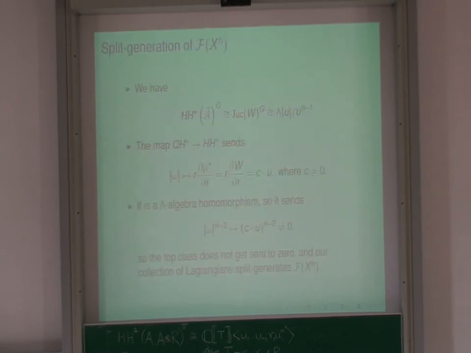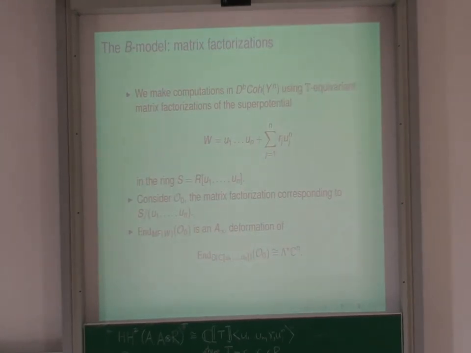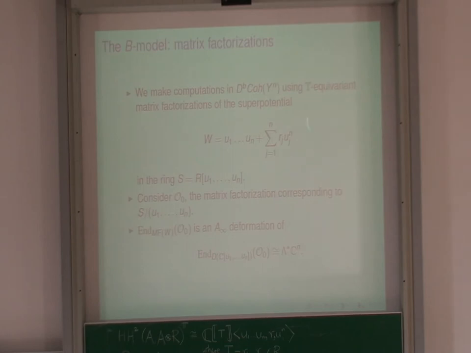Okay, now in the remaining time, I will tell you about how to see this on the B model. So, to see this same algebra emerging on the B model, we make computations in the category of matrix factorizations of this superpotential W in this ring here, a polynomial ring over R, where R is this power series ring. We consider a specific matrix factorization of W, which is the matrix factorization corresponding to S modulo this ideal. So if R were a field here, this would be the matrix factorization corresponding to the structure sheaf of the origin. Now, this matrix factorization is going to correspond to the Lagrangian we were talking about earlier, under mirror symmetry.